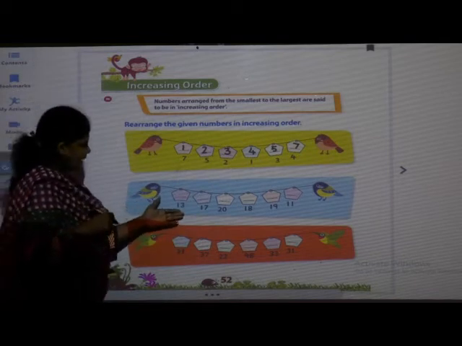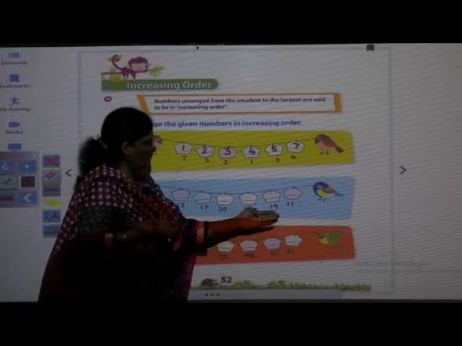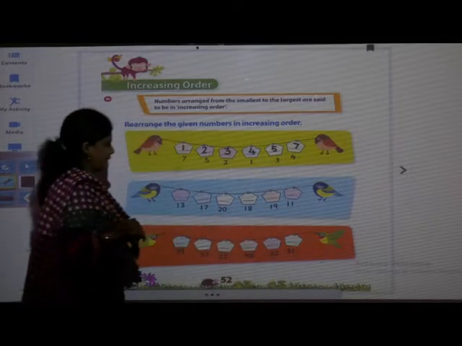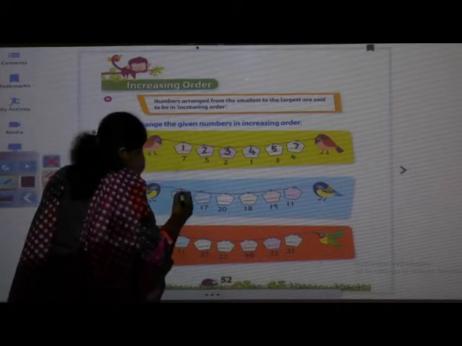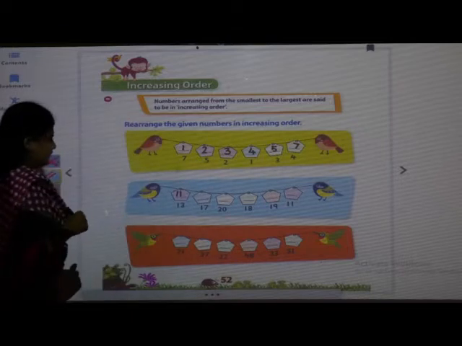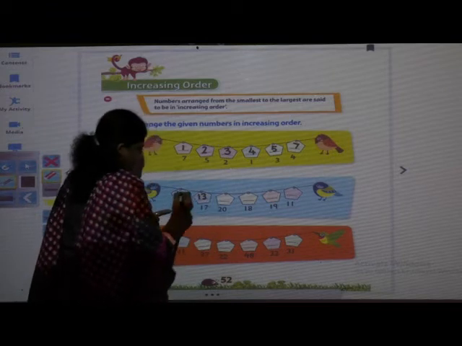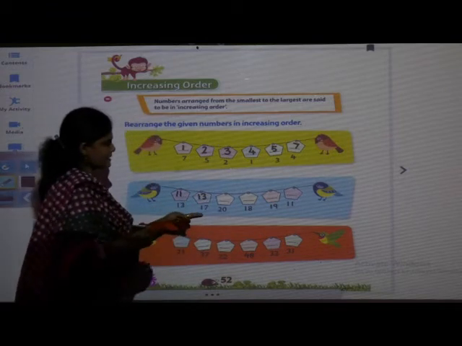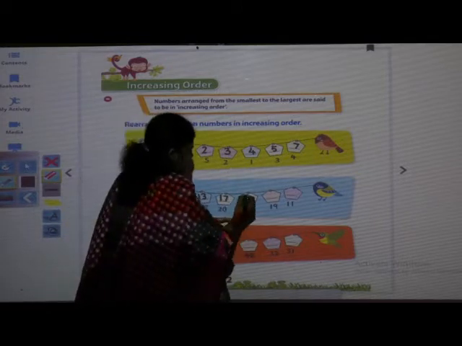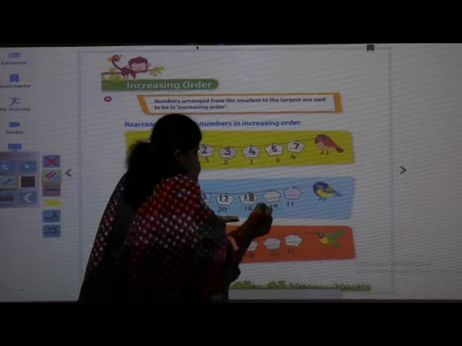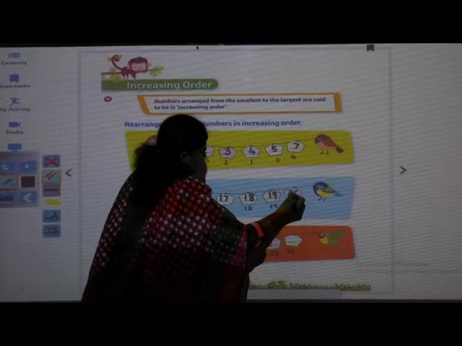See here: 13, 17, 20, 18, 19, 11. So here which is the smallest number? 11. So we will write here 11. After that 13. Yes. After that 17. Then 18, 19, 20.